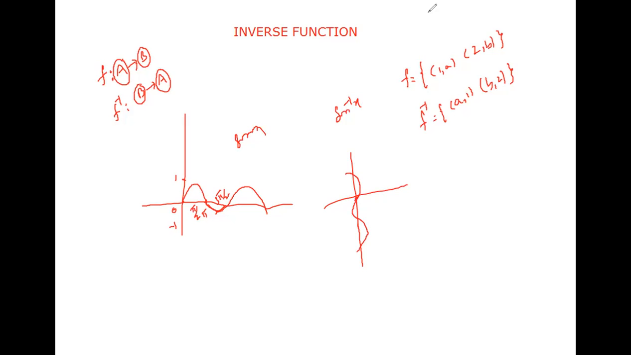Suppose if f of x is equal to f inverse x, then we can say that f is called a self-inverse function. If it is a self-inverse function, the graphs of f and f inverse are reflections of each other in the line y is equal to x. Reflection of each other in the line y equals x.